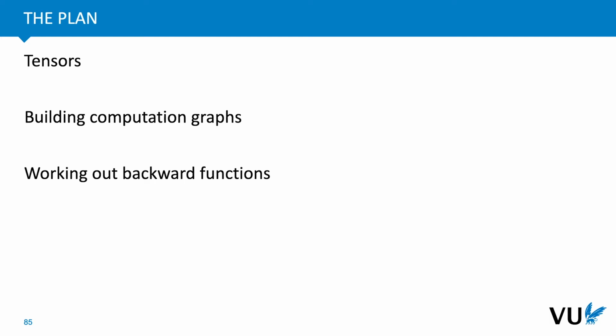First, we're going to build our automatic differentiation system on the data structure of tensors. So we'll look a little bit closer at what tensors are exactly. Then we'll show what common strategies there are for building these computation graphs. And then we'll look at how to work out the backward function for a particular operation, which is the only thing we need to do by hand before we can let the computer do all the rest. So let's start with tensors.